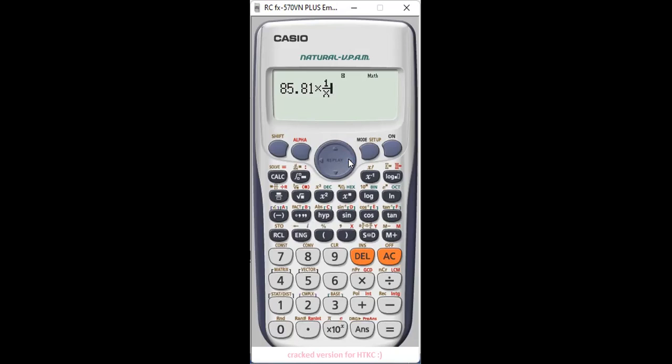Now start the bracket as per the formula. 1 minus. Now again we have to pick the sign of division. Now again 1, push the cursor down here, then bracket start, 1 plus.